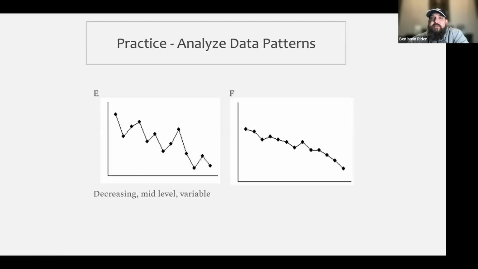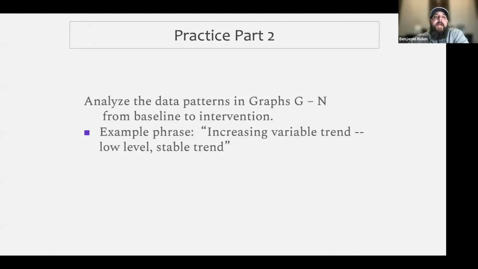And for this final graph for this portion of our practice, how would you describe these data here? If you said something like a decreasing trend at mid-level and stable, you'd be correct. We're going to do a little bit more practice, but now we're going to have our baseline and intervention data where we are going to describe both sets of data. An example phrase here would be, in baseline, we have an increasing variable trend, and in intervention, we have data that's set at a low level with a stable trend or stable and no trend.